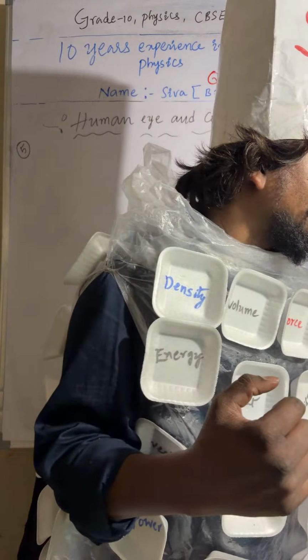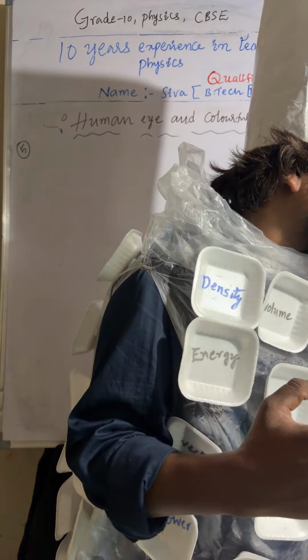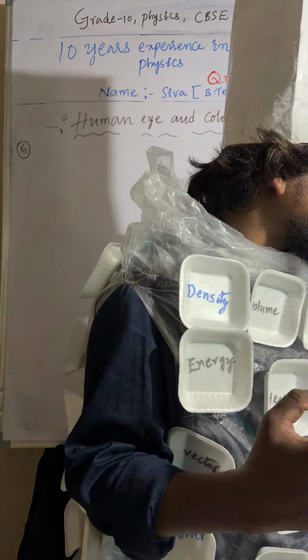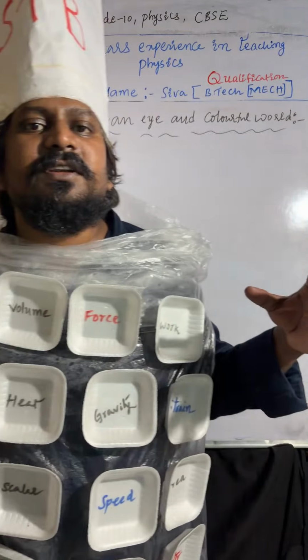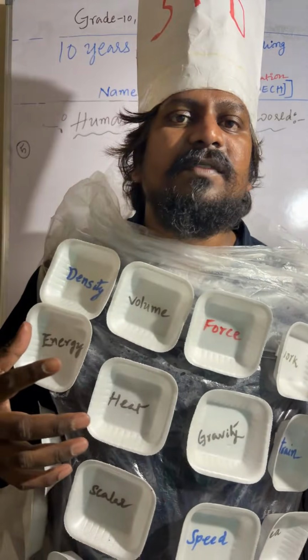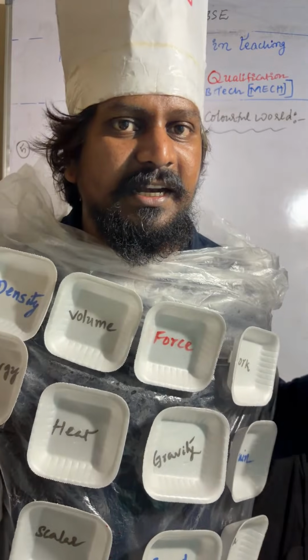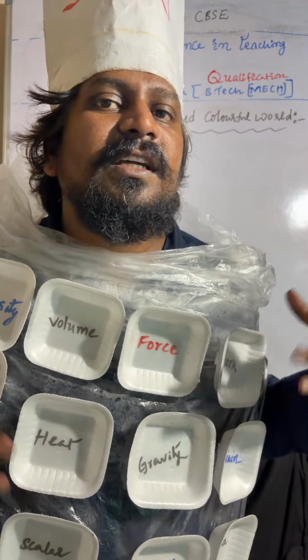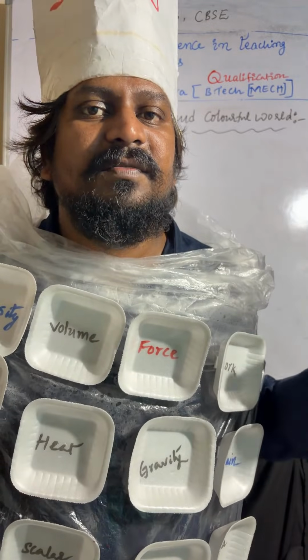Coming to the scattering of light. Scattering of light is nothing but the re-emission of light in all directions with a different intensity. The re-emission of light in all directions with a different intensity is called scattering of light.